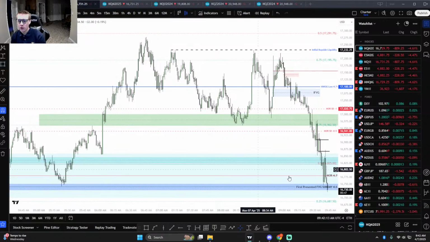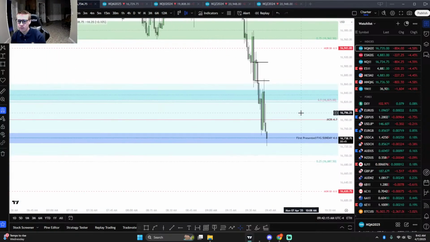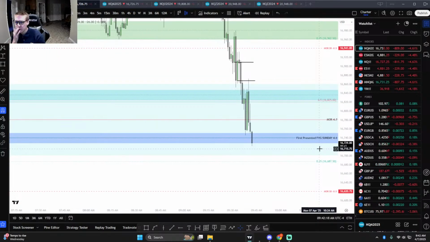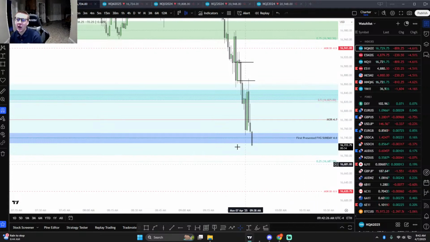All right, draw on liquidity hit here. Notice how we did react to this first presented fair value gap on Sunday. Trade up higher.